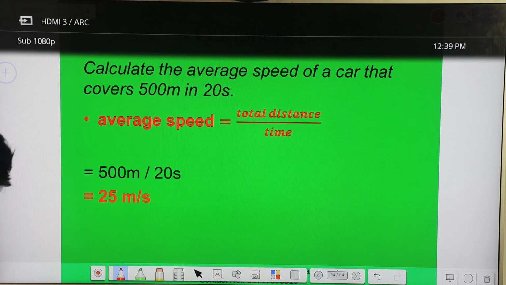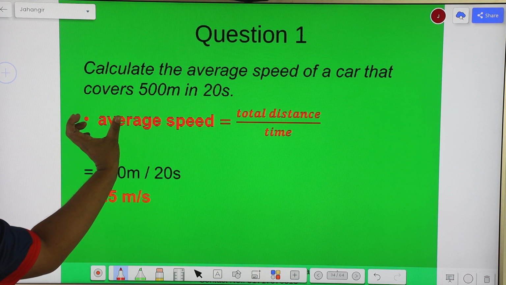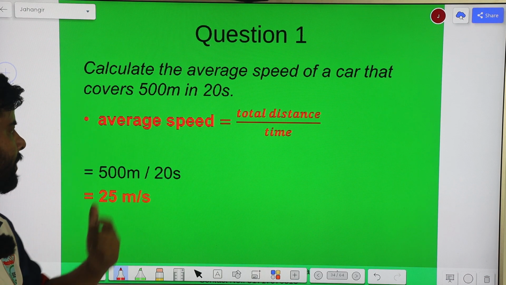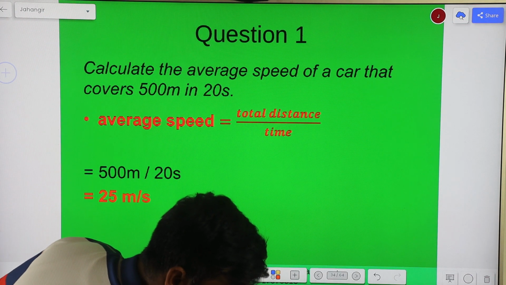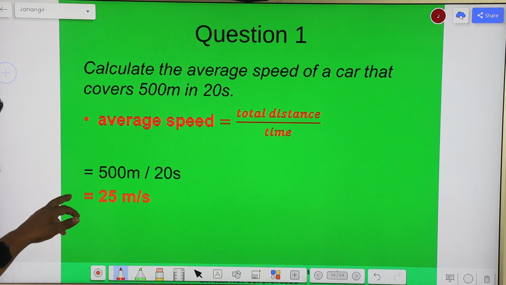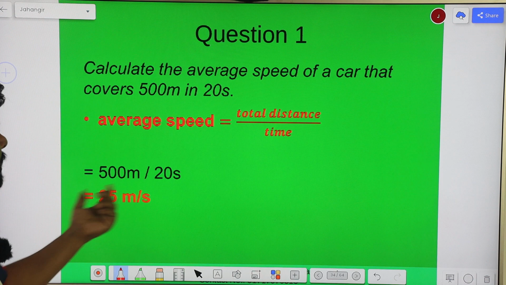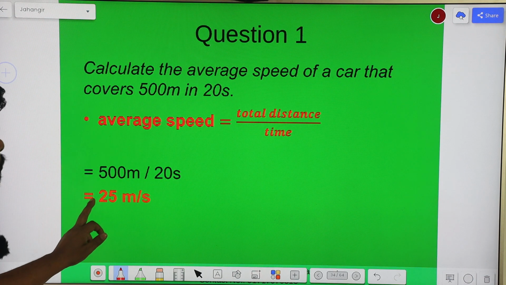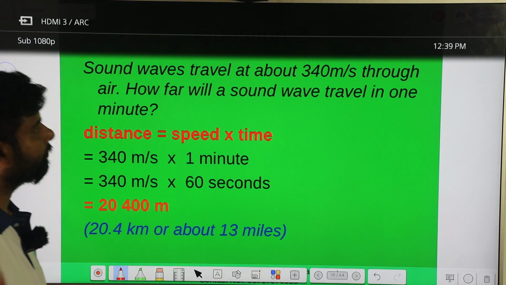There is a mathematical problem. Calculate the average speed of a car that covers 500 meter in 20 seconds. Here 500 meter is the total distance, and the total time is 20 seconds. So the average speed is 25 meter per second.